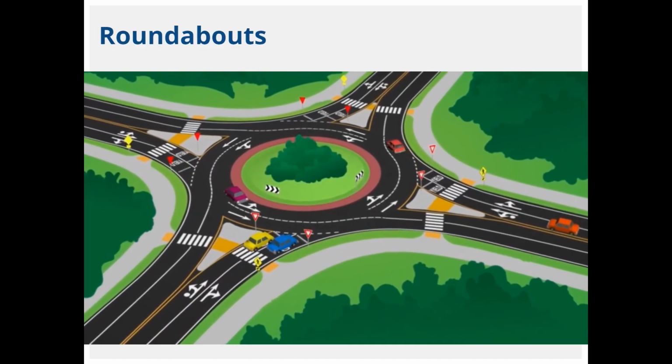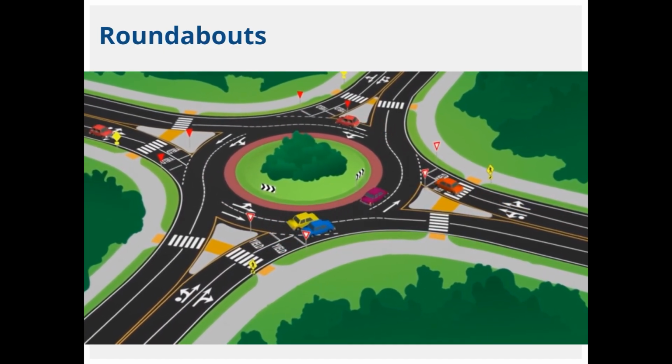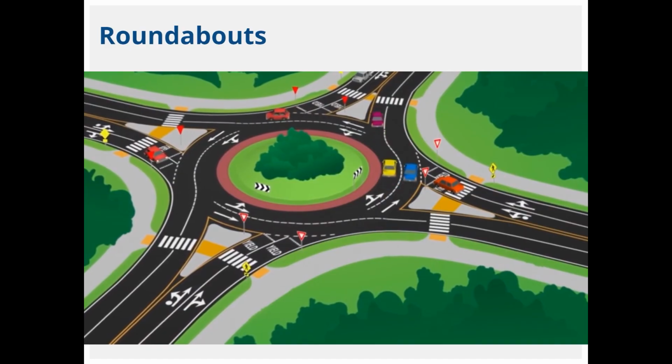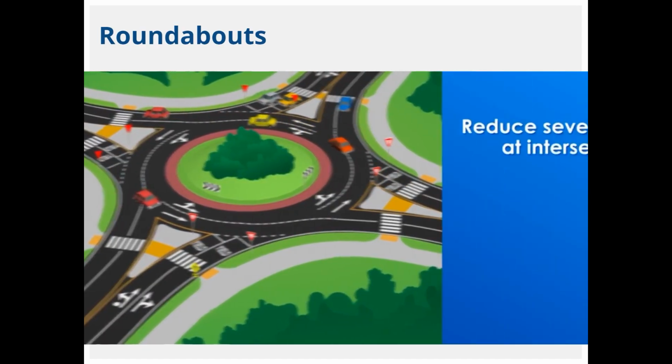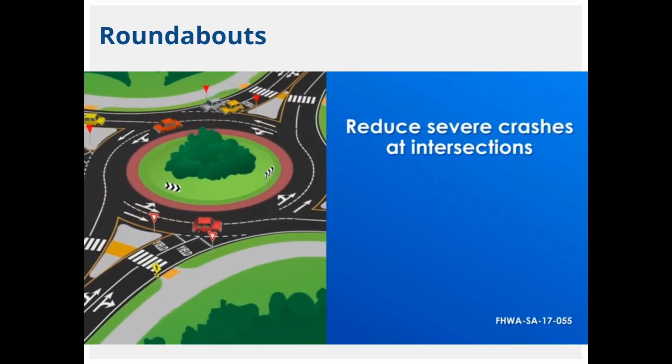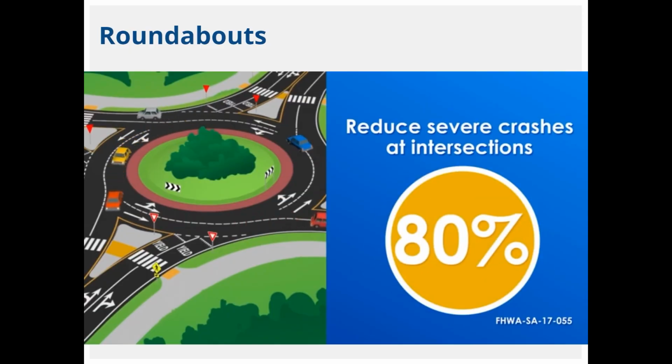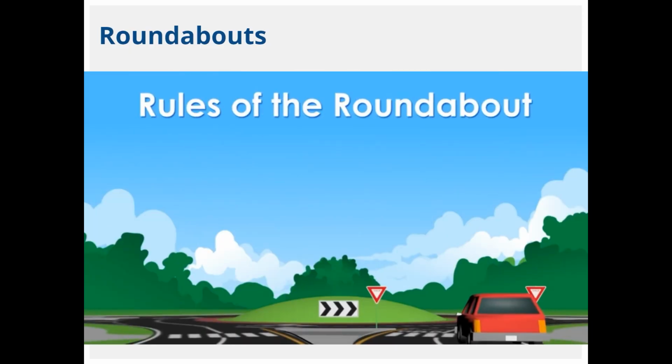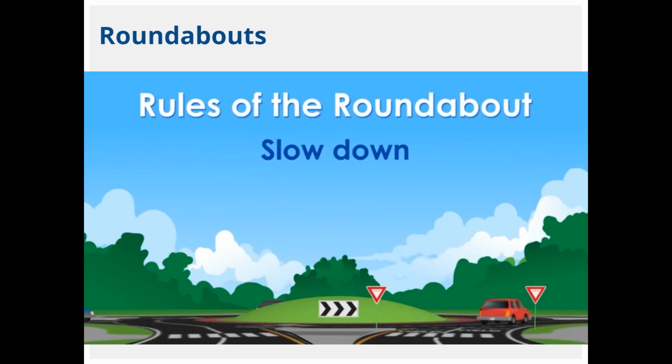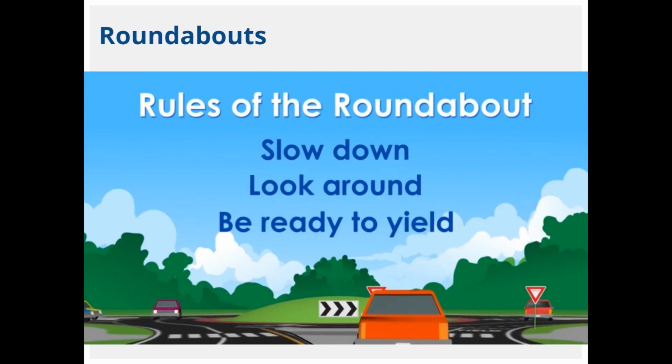If you travel around the United States, there's a good chance you've gone through a modern roundabout recently. They're saving lives on our nation's roads because they reduce severe crashes at intersections by an average of 80%. But do you know the rules of the roundabout? The rules are pretty simple and easy to remember. Slow down, look around, and be ready to yield.